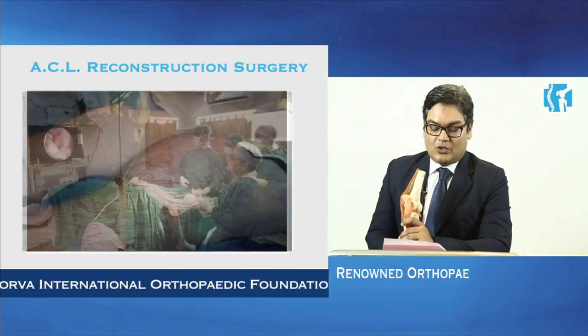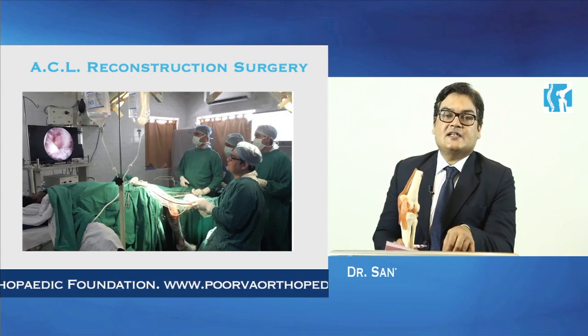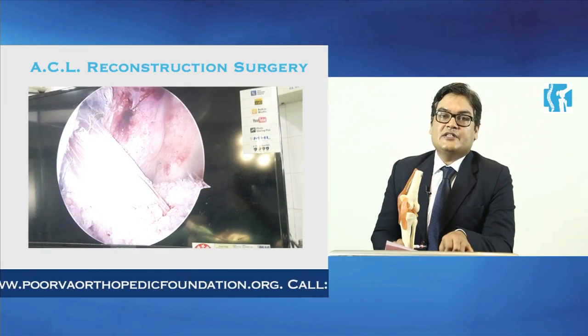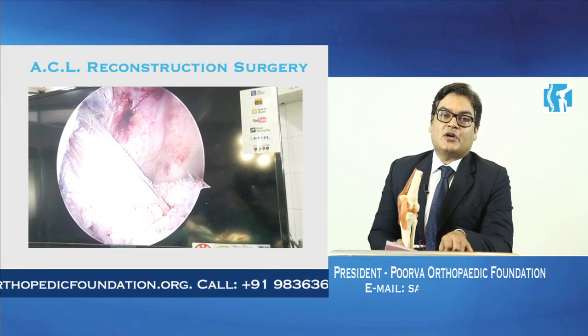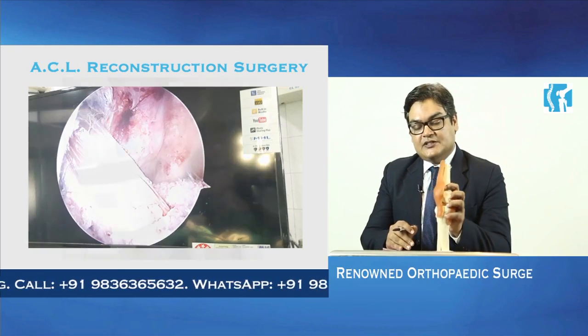What we are going to talk about today is what is known as ACL reconstruction. ACL means anterior cruciate ligament. Now the knee joint is a huge, big joint with two internal ligaments known as ACL and PCL. Now this is the knee joint.